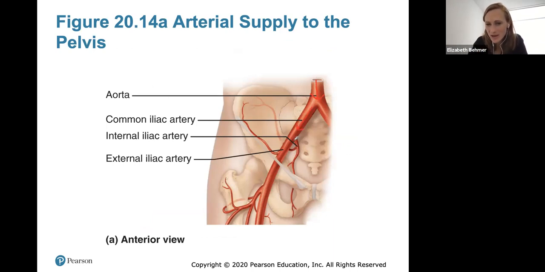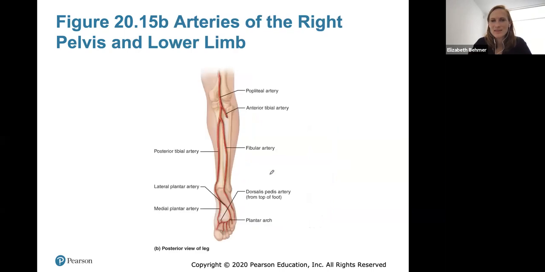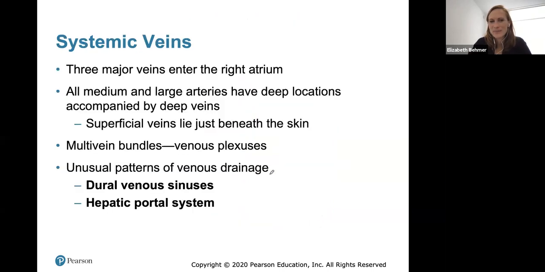And then the common iliac arteries split into an internal branch, internal iliac, and then an external iliac artery. The internal iliac artery supplies blood to the reproductive organs, and the external iliac continues down the leg, and it will eventually change names right here into the femoral artery, which will supply the muscles of the quadriceps. All right, and then here are the arteries of the right pelvis and the lower limb, and of the lower limb in the back as well.